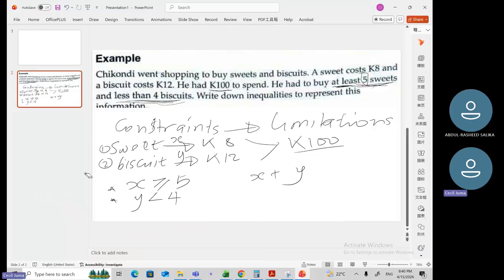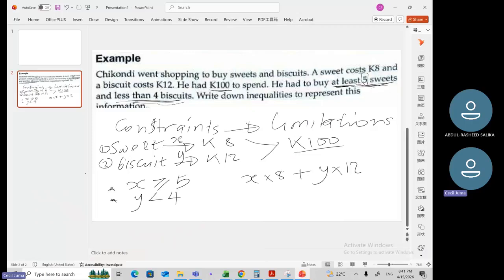Sorry, let's clear here. I think there is a mistake. Tukunena kuti shouldn't be greater than 5, should be less than 5. So the cost of a sweet is 8 kwacha. So we are representing x as sweet. So to know the total cost of the sweets that this guy can buy, we are saying x should be multiplied by 8, plus the total cost of biscuits that this guy can buy should be y times the value of 12.